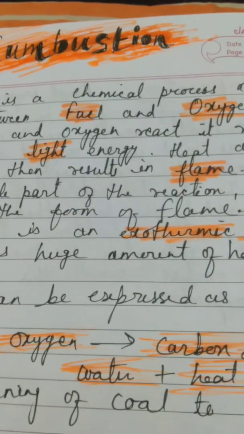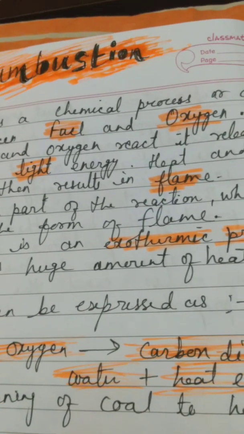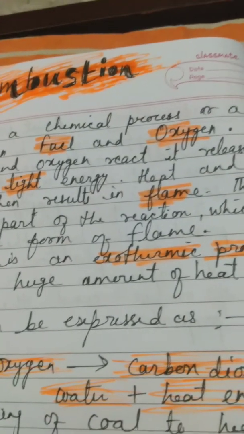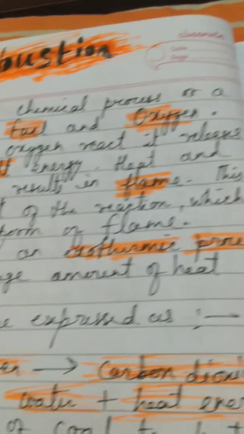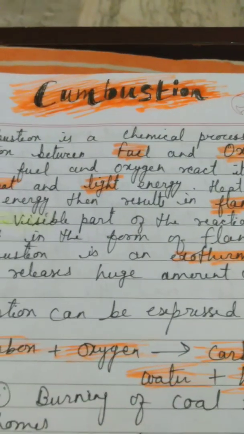Flame is the visible part of combustion, children. Flame, which we also call fire or agni, is visible combustion. So this is the visible part of the combustion, and this is also called fire.